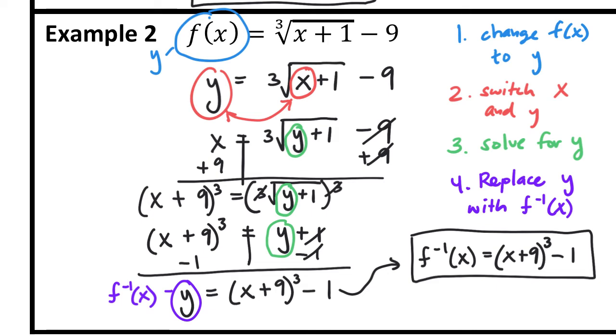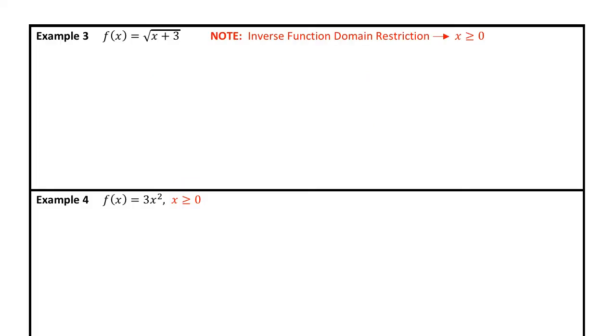All right, let's go to example 3. Okay. Oh, actually, I thought there were fewer examples, but there's 5 examples. And in example 3, we have a restriction. When we find the inverse, we need to remember to put this notation at the end.